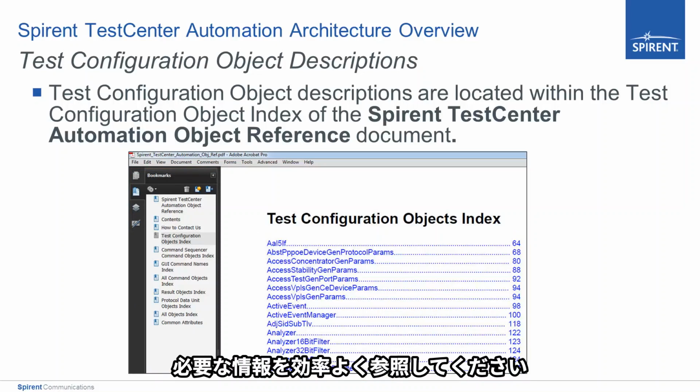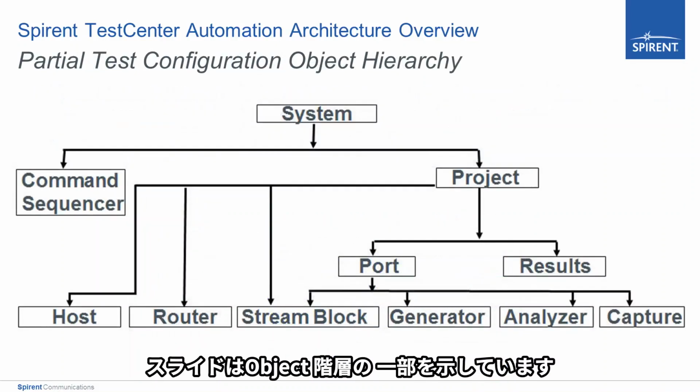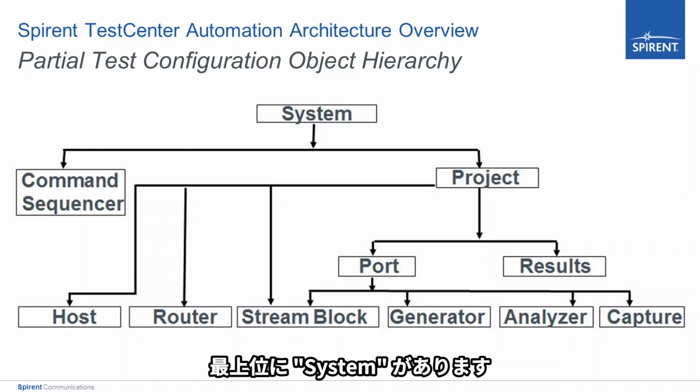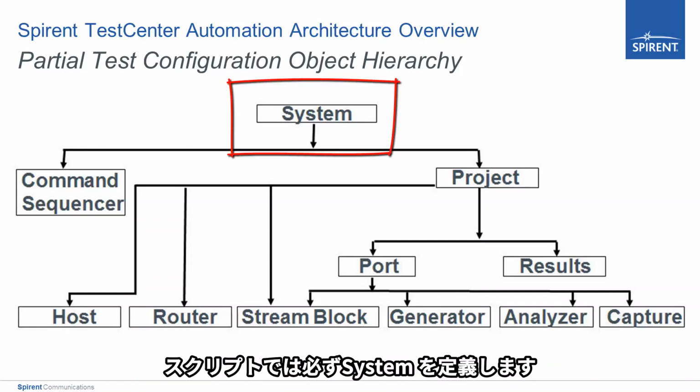We have displayed this diagram previously within this course. It is a partial test configuration object hierarchy, meaning that not all possible test configuration objects are being displayed. However, some of the key or core test configuration objects are displayed here in this diagram. You start with the system. Every script you create has to have a system, and that's by default.